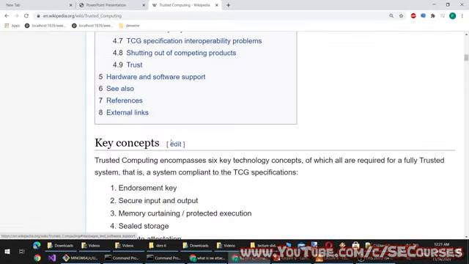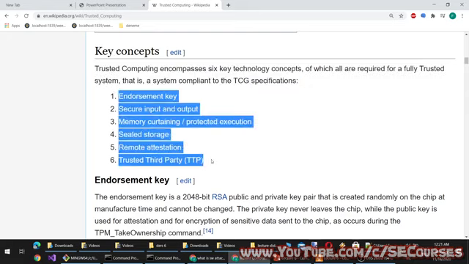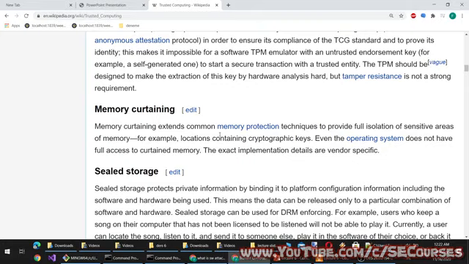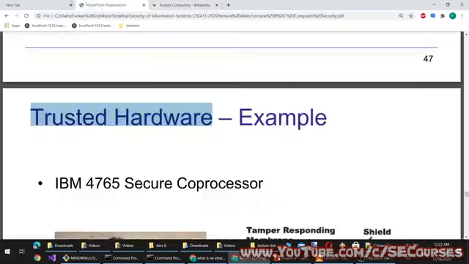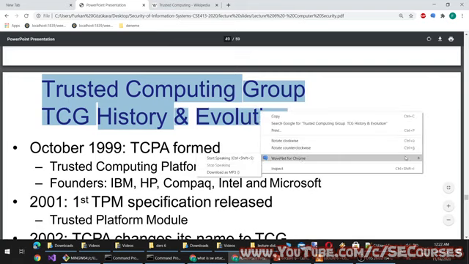Okay, so there are key concepts. Trusted computing encompasses six key technology concepts, of which all are required for a fully trusted system, that is, a system compliant to the TCG specifications: endorsement key, secure input and output, memory curtaining and protected execution, sealed storage, remote attestation, and trusted third party (TTP). Okay, so you see each one of them has different explanations. And let's continue to our slide.